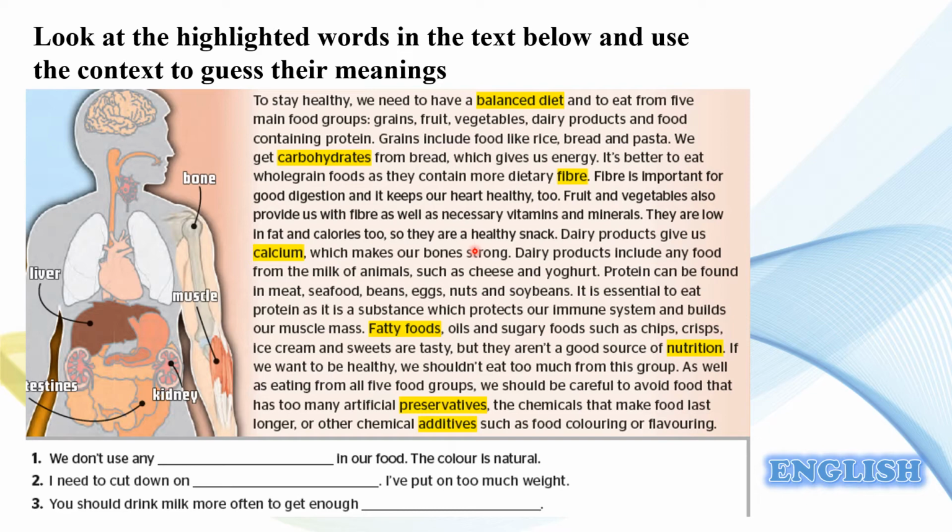Okay, good work. Let's now take 2 examples. The first one is preservatives, which means the chemicals that make food last longer. Another example, additives, such as food coloring or flavoring. So now we figure out that additives are food coloring or flavoring that are added to our food.